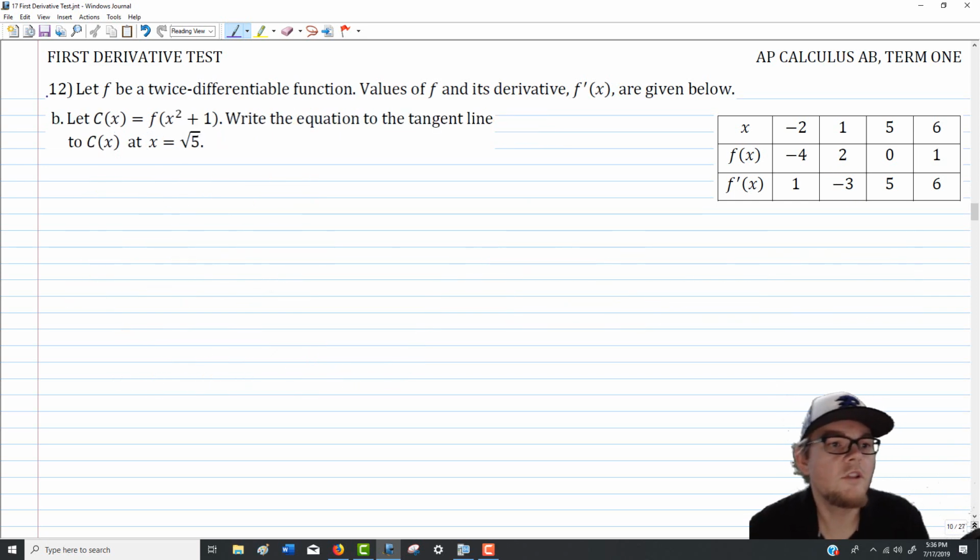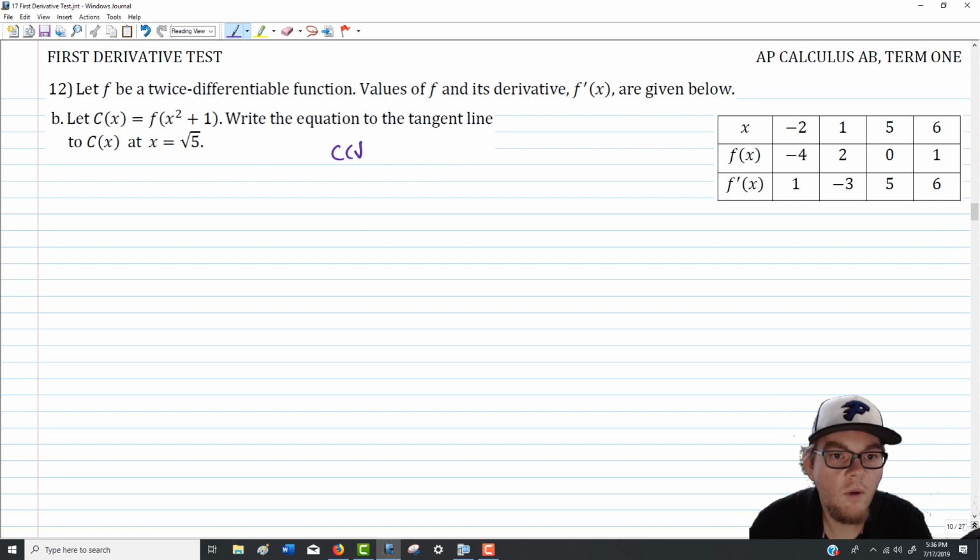Next, that brings us to question 12b. In this case, we've got a similar setup. Let c of x equal f of x squared plus 1. Write the equation of the tangent line to c of x at x equals root 5. So in 12b, there's no actual analysis. We're not doing the traditional analysis, but we're still using differentiation skills and reading through the table to fill in those particular values. So since we're looking for a tangent line here, we're going to have to do two things.